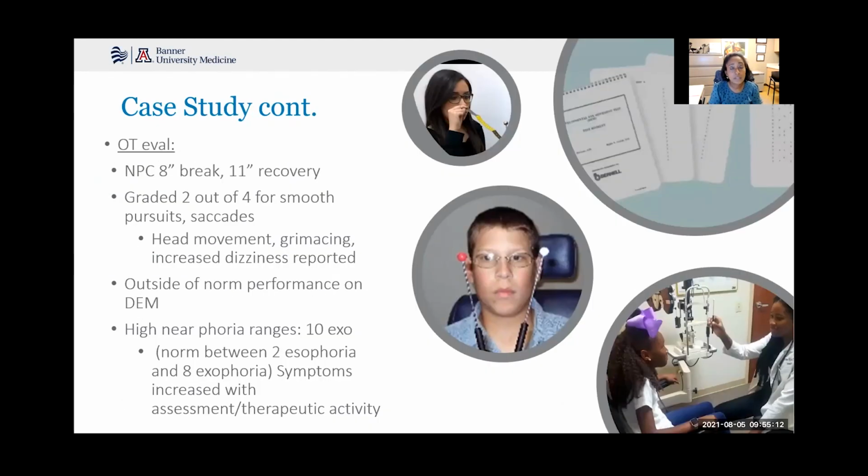All right, so in this particular case study, she had a pretty significant near point of convergence. She broke around 8 inches. As I brought the tool to her nose, she was unable to maintain fusion past about 8 inches, and I had to pull back to about 11 inches in order for her to recover that fusion.